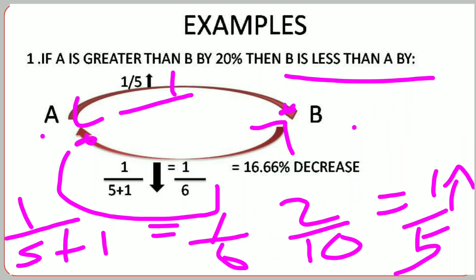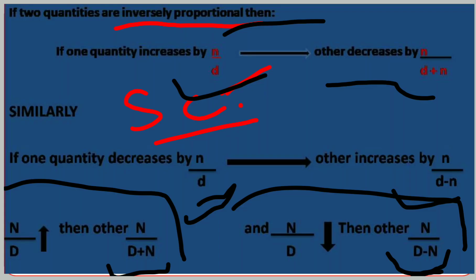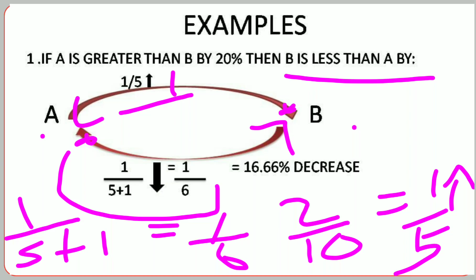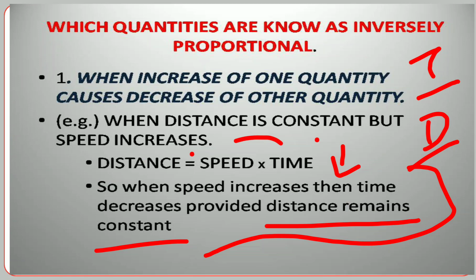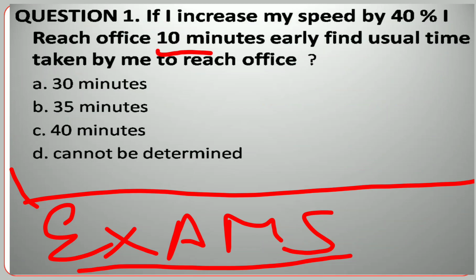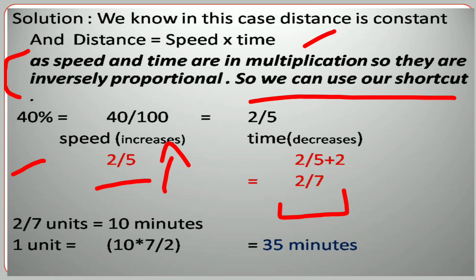As speed and time are in multiplication, they are inversely proportional, so we can use our shortcut that I have taught you. So we know 40% can be written as 40 by 100 or 2 by 5. So there is an increase of 2 by 5. So time will decrease by 2 by (5 plus 2), or 2 by (denominator plus numerator), which is equal to 2 by 7. And it is given in the question that the change in time is 10 minutes early. So when time decreases by 2 by 7, correspondingly there is a decrease of 10 minutes.